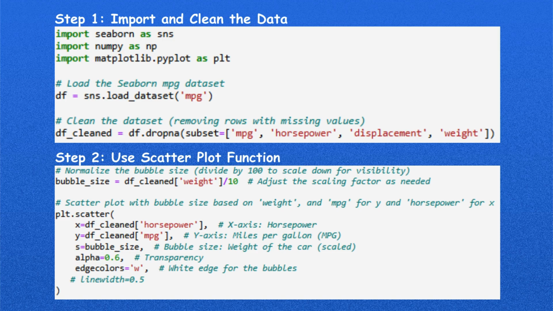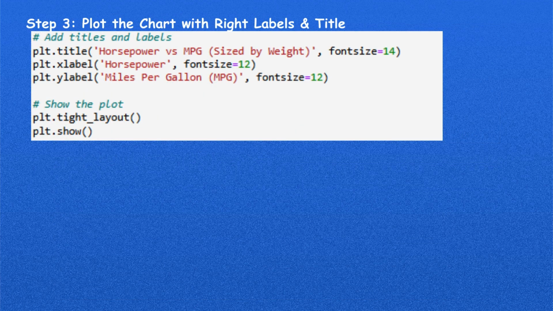We'll scale it down by dividing the weight by 10 so it fits better on the chart and doesn't overshadow everything else. Third, don't forget to label both x and y axes and to add a title to the chart. It'll make everything clearer and give the plot a neat finish.